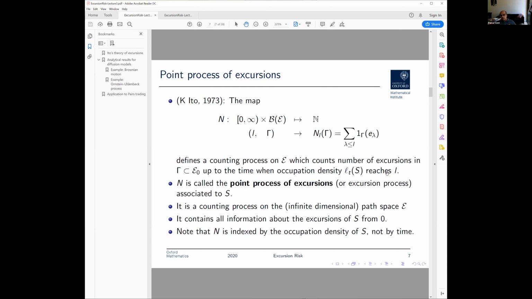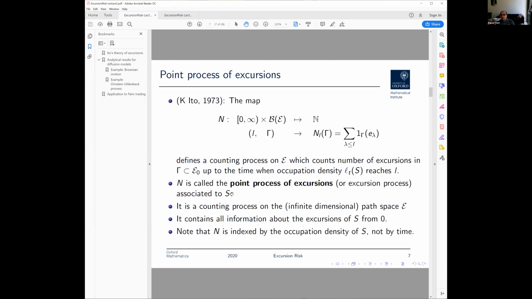So this object is called the point process of excursions, or the excursion process associated to S. This is what Ito defined, and this is Ito's way of describing the excursions of a process. So it is a counting process on some space. It's an infinite dimensional space, but that doesn't really matter. That's not really a problem.